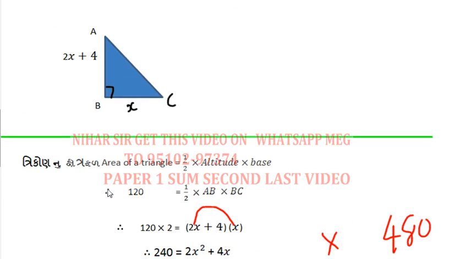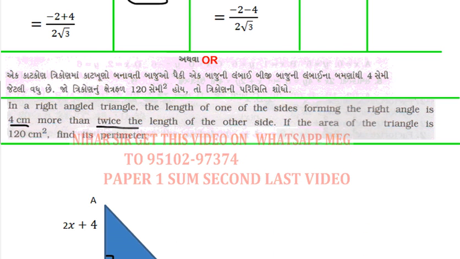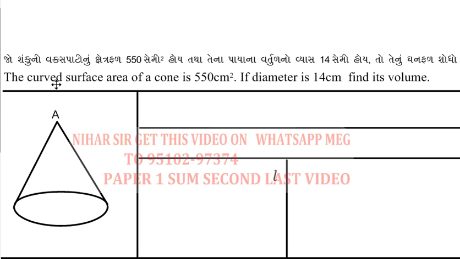I hope you understood this sum. Let's go on next page. Okay, the curved surface area of a cone is 550, diameter is 14, find its volume. Okay, this is very easy. Whenever there is answer of something, कभी भी कोई का आंसर दे दिया है कि भाई कौन का कर्व्ड सरफेस एरिया 550 है, तो उसका फॉर्मूला लगा दो, right?